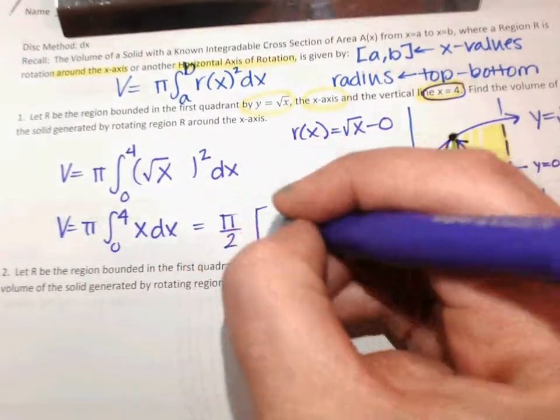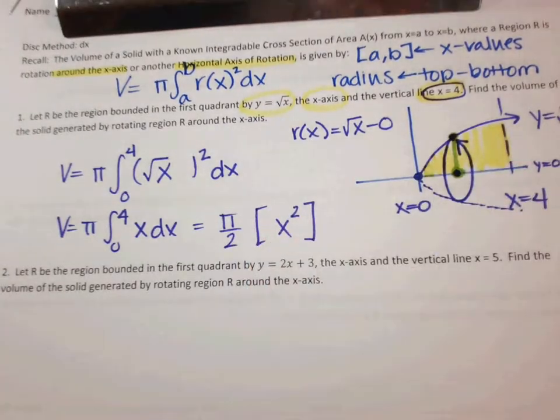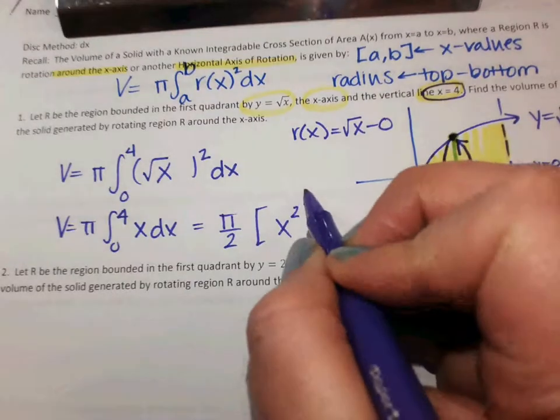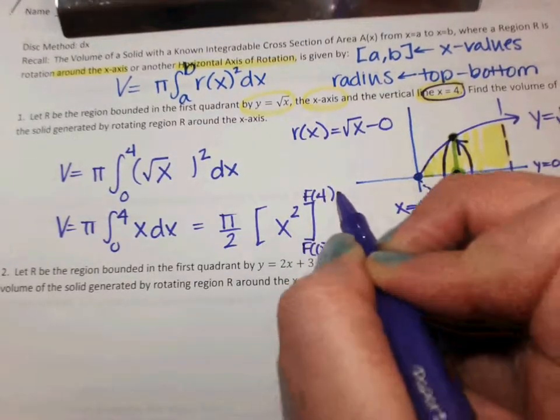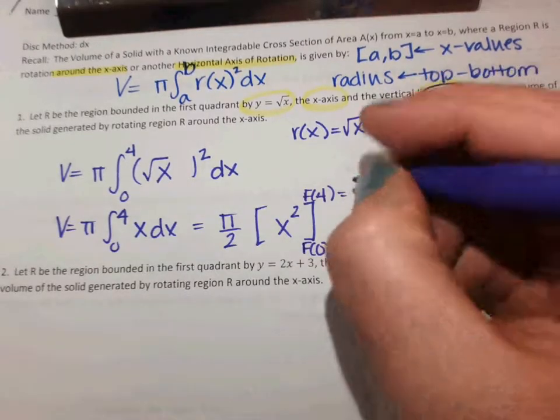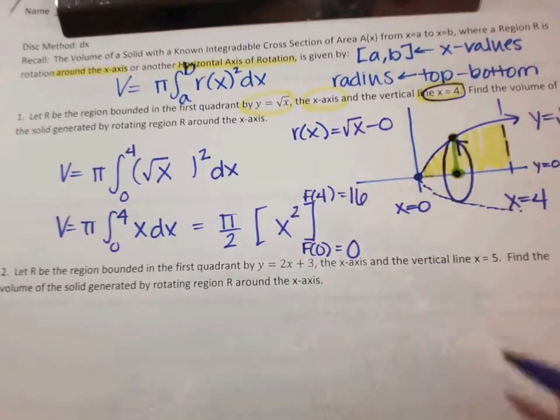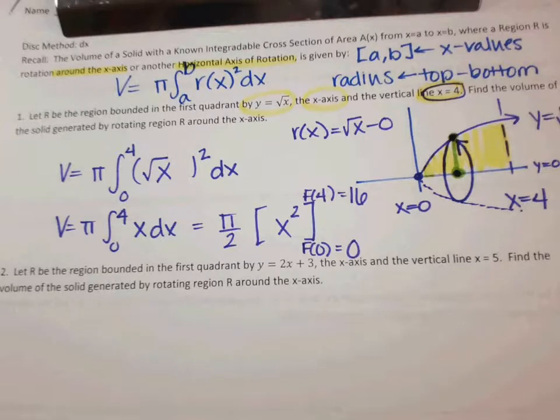1/2 x squared I'm going to put in the box, but the half I'm going to bring out with the pi. And then we're plugging in 4 and 0. Why did we not change any endpoints? Because it's not used up. Very good. 4 squared is 16. 0 squared is 0. 16 minus 0 is 16.